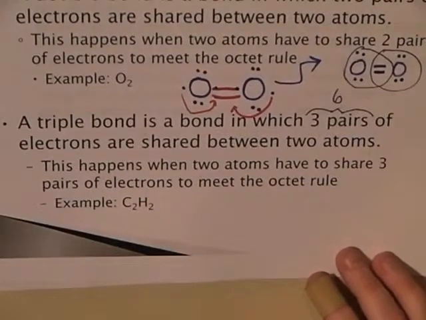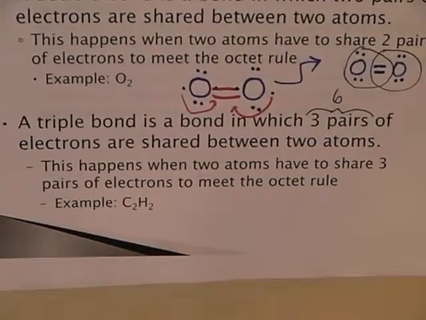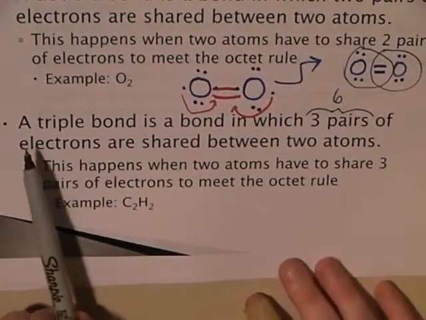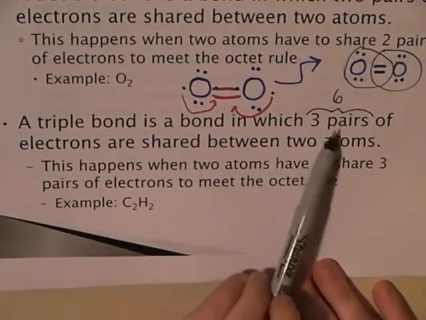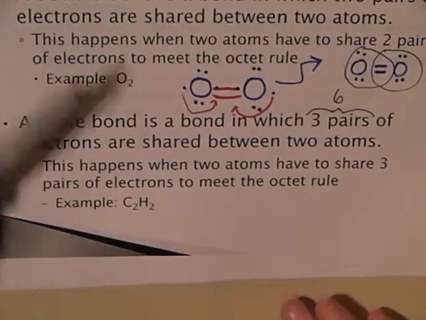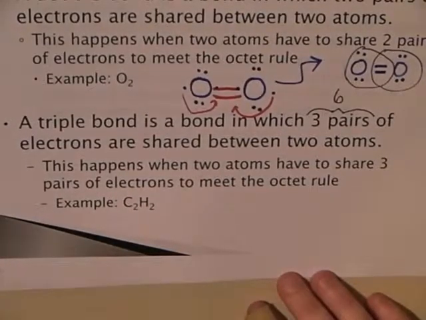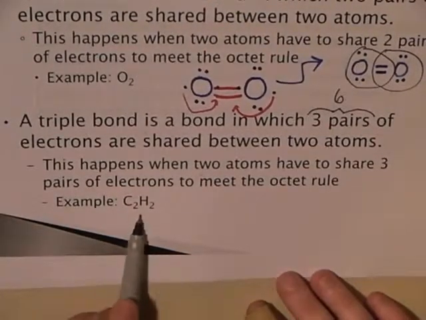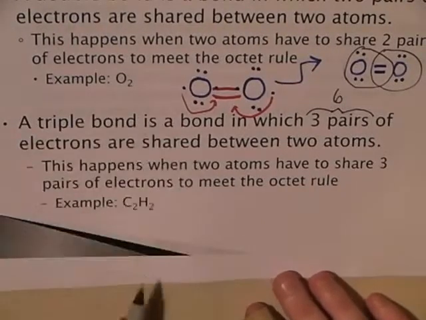And you can always rewatch the lecture if you need to, or pause it at home. A triple bond is a bond in which 3 pairs or 6 electrons are shared. And again, it's the exact same statement, it's just triple instead of double.